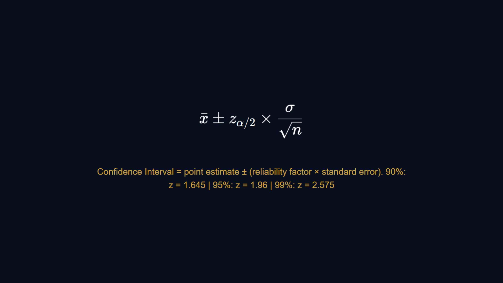The standard error is sigma over root n if sigma is known, or S over root n if sigma is unknown. The product of the reliability factor and the standard error gives you the margin of error, the half-width of your confidence interval. Higher confidence means a wider interval. You are more confident precisely because you are casting a wider net.